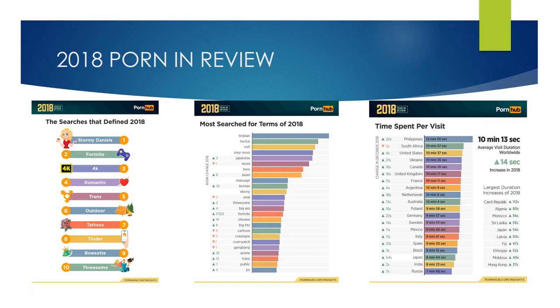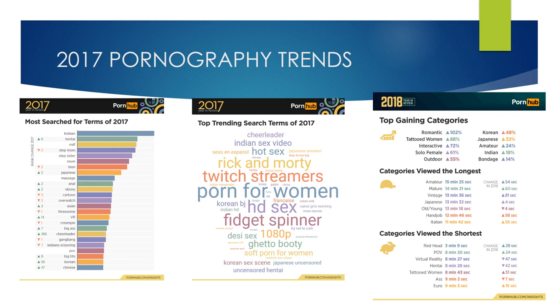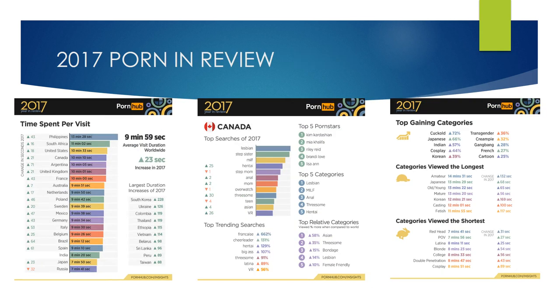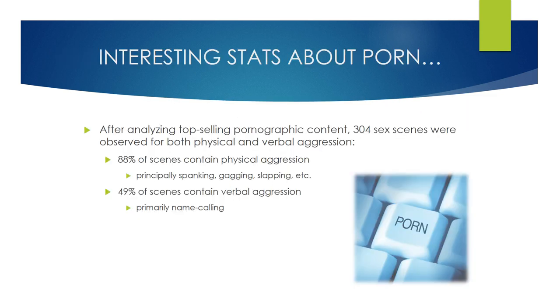Interestingly enough, Cuba has just allowed for the internet to be used. I think that's an interesting country to see how pornography may change their culture as well. These are from 2017. In 2018, gaining is romantic porn, Korean porn. Amateur porn is viewed the longest. Tattooed women. Just some different categories here. These are just some other stats from 2017. I've given you the PDF, so if you're interested, feel free to take a look more at those.